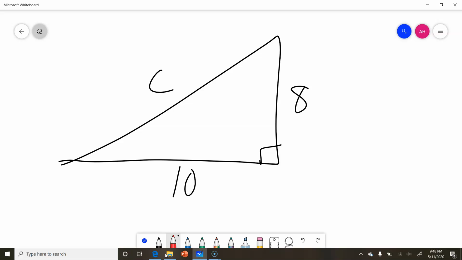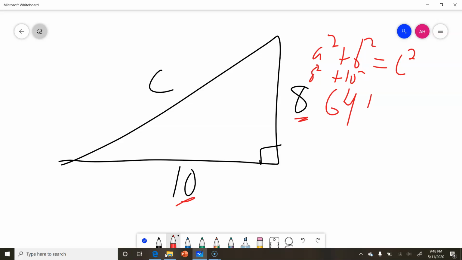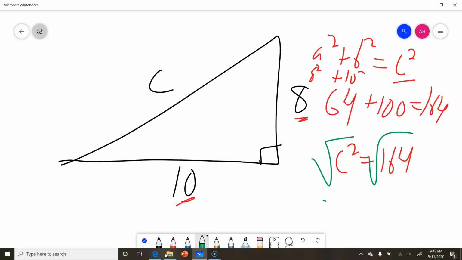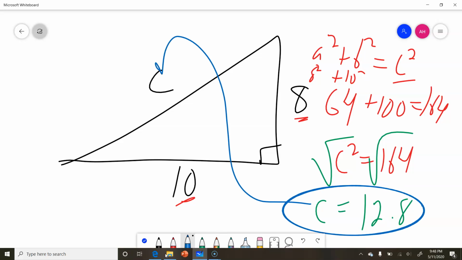Well, if you remember, a squared plus b squared equals c squared. So I have 8 squared, which is 64, right? 8 squared plus 10 squared, which is 100, equals 164. So now I have c squared equals 164. To solve this, I take the square root of both sides, and in my calculator, I punch in the square root of 164, which is a nice 12.8. So there is my final answer. 12.8 is the length of c.